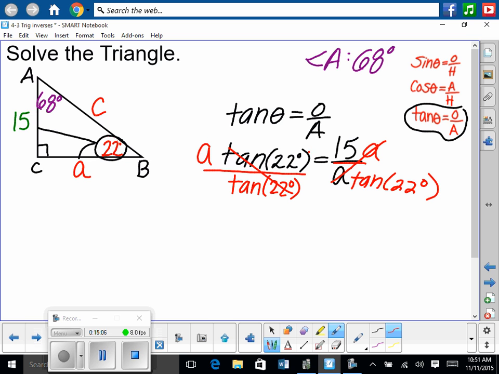Do you have to keep the degree sign in there? No, I'm just reminding you that it is a degree. You don't have to. I mean, you don't type it in your calculator, you know?